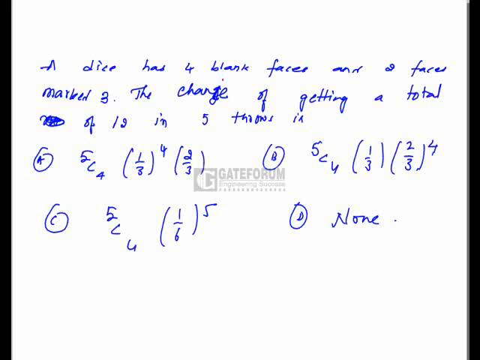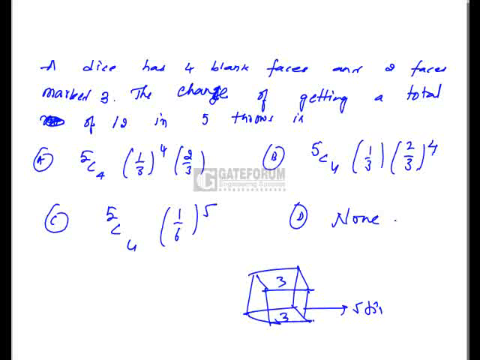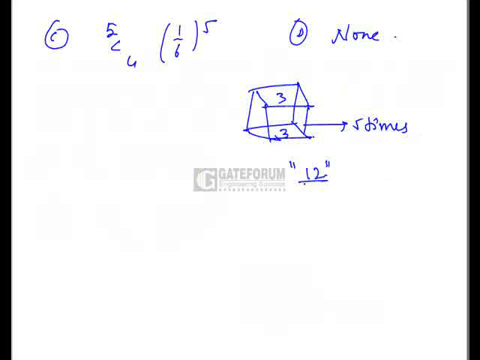In this problem, it is given that a die has 4 blank faces and 2 faces marked as 3. So a die consists of 4 blank faces, and only 2 faces are marked as 3. Now he is asking, if it is thrown 5 times, what is the probability that you will get 12? Now we will get 12 if out of 5 throws, exactly 4 throws are 3s. And the 5th throw must not be 3, so it should be blank. So exactly 4, it is nothing but P of X is equal to 4.